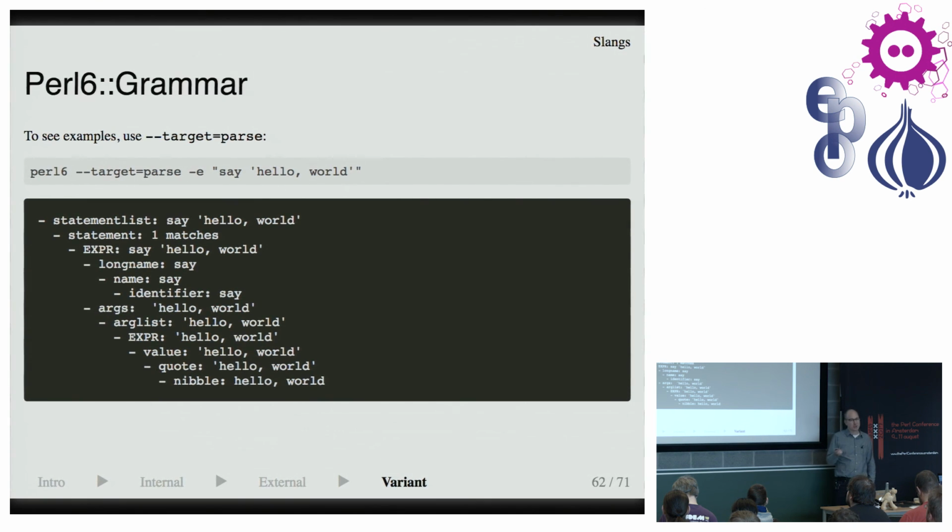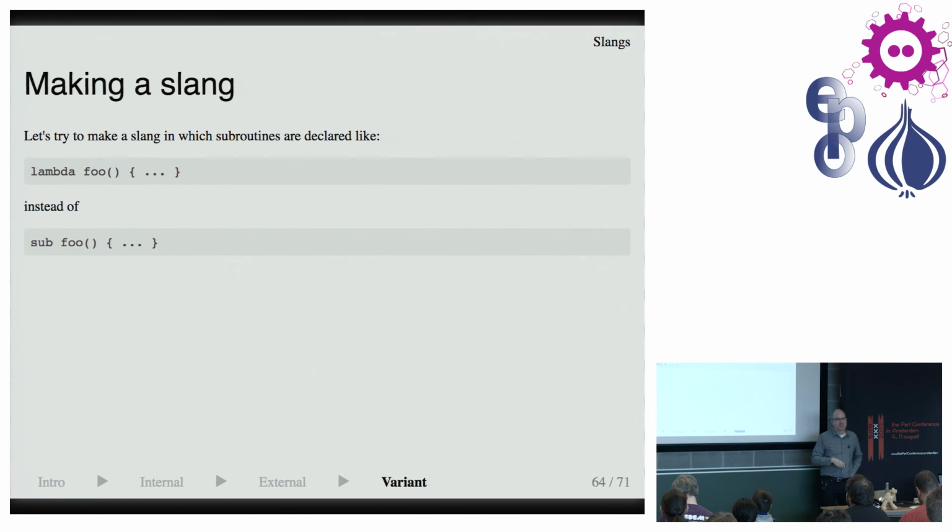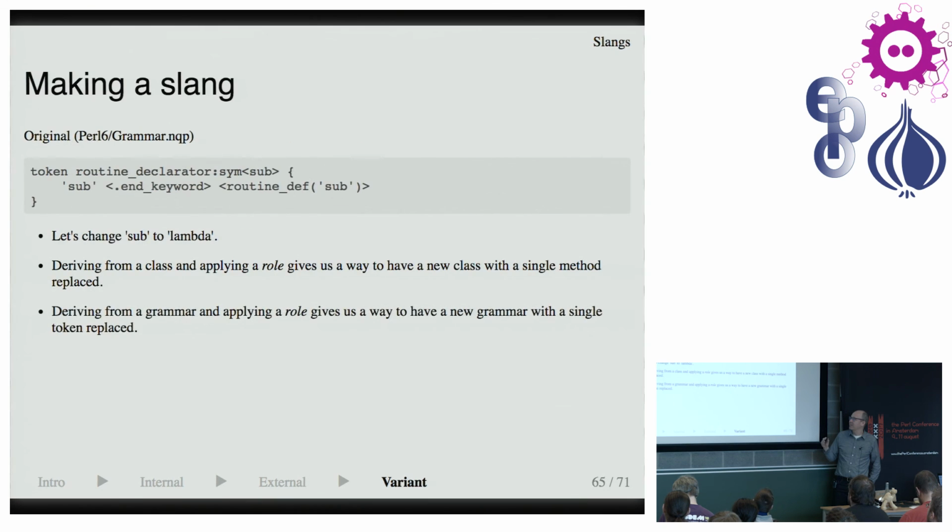Then, if you look in the source for Perl 6, you can see the definitions of these, and they look just like the grammar that we just made up. So they have these things like statement, statement list, name, identifier, and if you want to modify it, let's say instead of sub, we want to use the word lambda, then essentially you can redefine the token. You can say this token now, instead of matching the string sub, matches the string lambda.